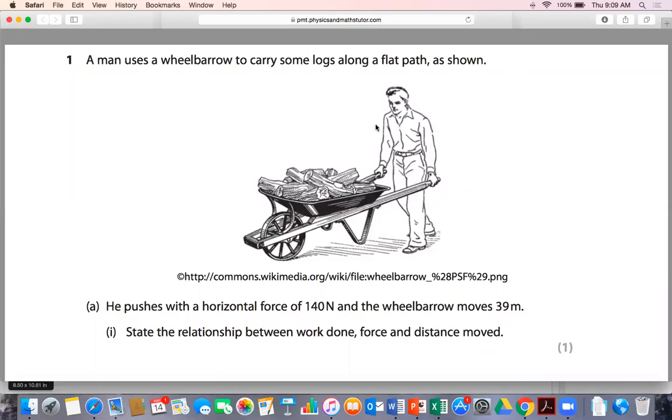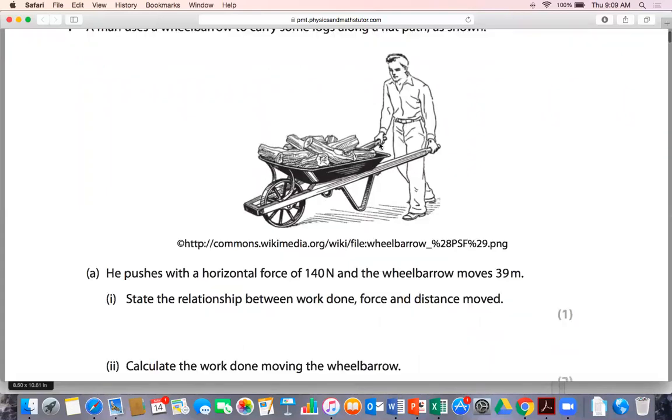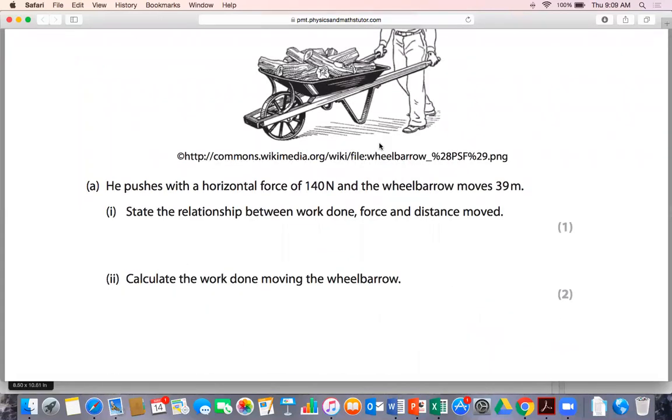A man uses a wheelbarrow to carry some logs along a flat path. He pushes with a horizontal force of 140 Newton and the wheelbarrow moves 39 meters. State the relationship between work done, force, and distance moved. Anyone? Work done equals force times distance.